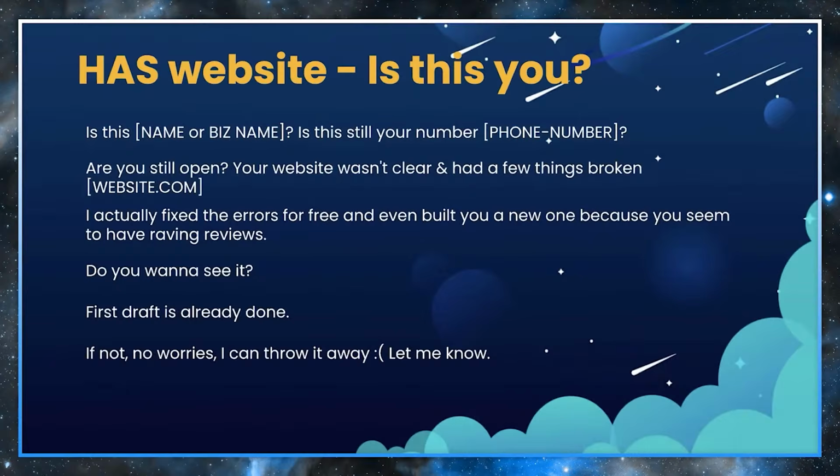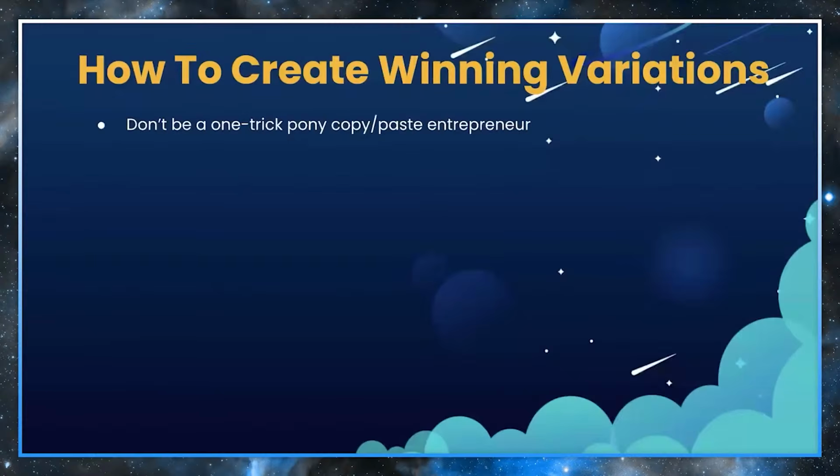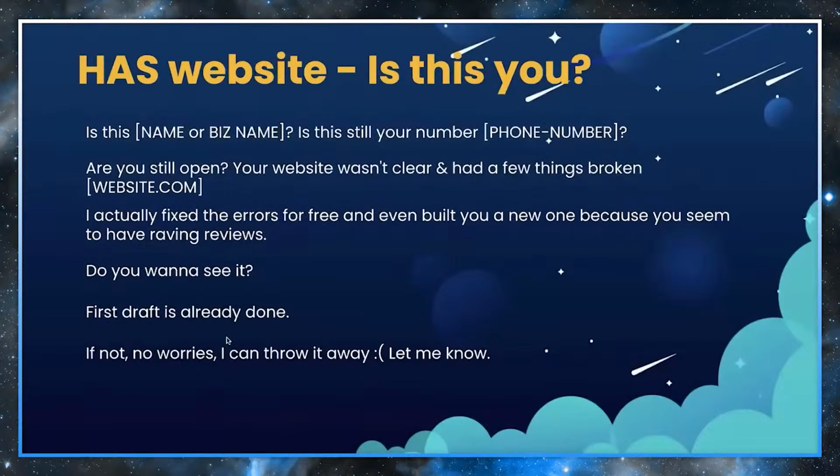Again, it's a slight variation on the angle, and you can A/B test this. I wanted to give you a couple different angles so you can see for yourself how you can switch this around a little bit so it sounds different. So how do you actually create winning variations? You don't want to be a one-trick pony, copy and paste entrepreneur. The best people that succeed with this model or with any model, they slightly tweak it. You have so much data. You have their social media. You have if their Google My Business is verified. Take these variations, play around with them, put different lines on top. Maybe take different lines and put them below the other.